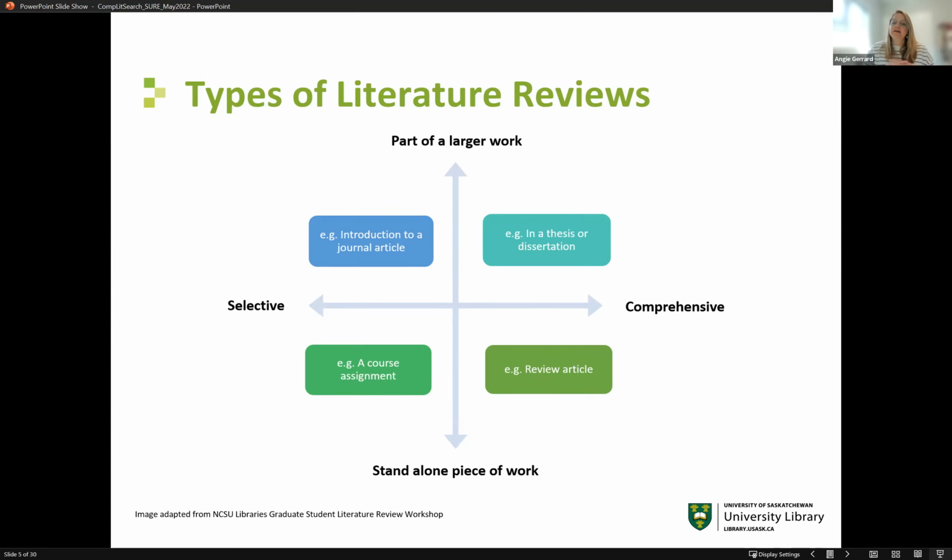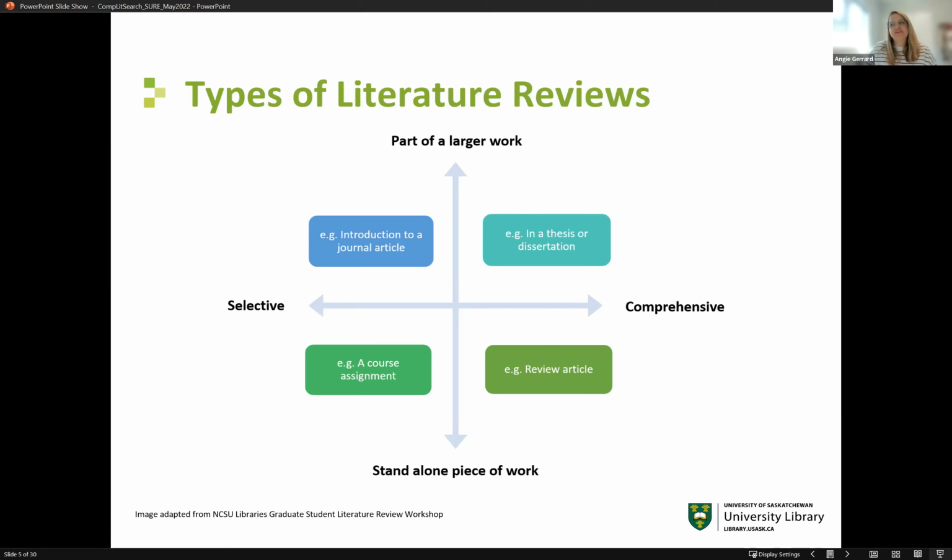For instance, most of us are very familiar with the literature reviews that you would see in a journal article, right? That's usually a page or two, setting the stage for how that particular research study situates itself in the literature. So that's a very small literature review. It's part of a larger work. You might also have been asked to do almost like a bibliography for a course assignment, where it's like, do a literature review on X topic. Those are, again, just selective. You're not comprehensive. You're just being selective about what you're including.